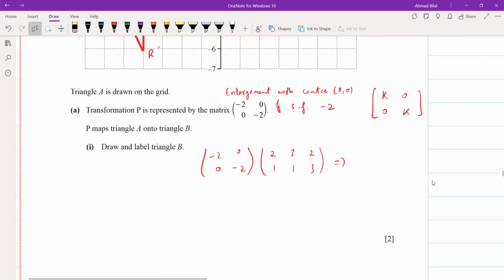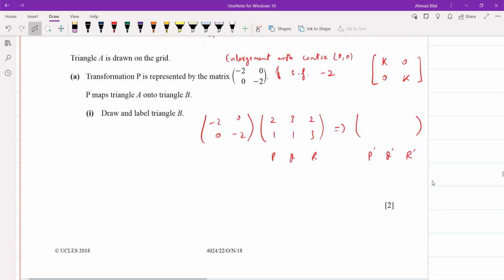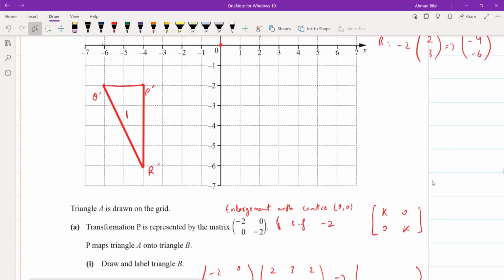Right? ये matrix multiplication कर लें. This is P, this is Q, this is R. आपके पास यहाँ पे result आ जाएगा. First will be P dash, then you have Q dash, and then you have R dash. ठीक है, multiplication करके वो भी आप कर सकते हैं. ठीक है, so you can use any method here. This is what we get. Okay, ये हमारे पास ये triangle आ गया, इसको हमने B label कर दिया जैसे उसने कहा था.